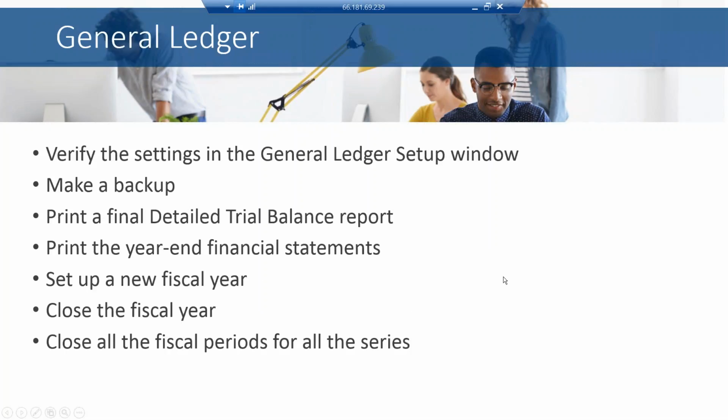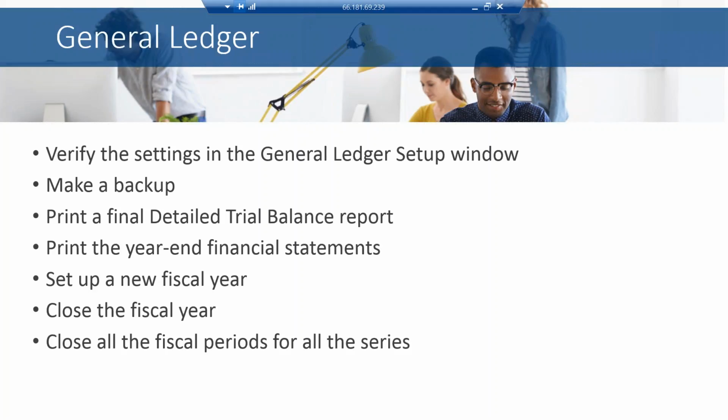All right, so you want to verify the settings in the General Ledger Setup window, and I'm going to show you that window, and this is all about, for example, whether you allow posting to history. There's a number of different questions, and I'll show you the screen where we can talk about that. Make a backup. We recommend that you print a final detailed trial balance report. Print your year-end financial statements. Most of you are probably using Management Reporter to do that, but certainly make sure that you get those printed.